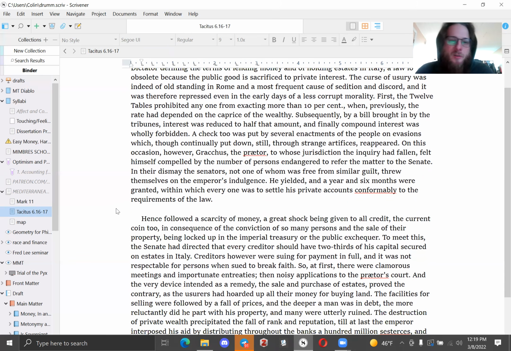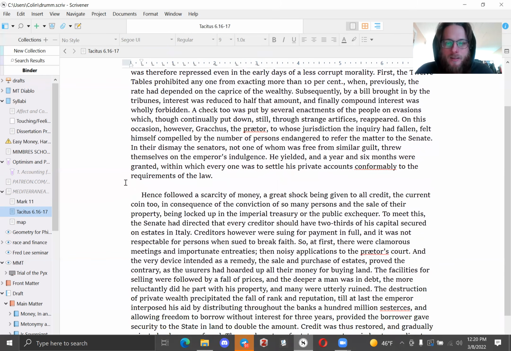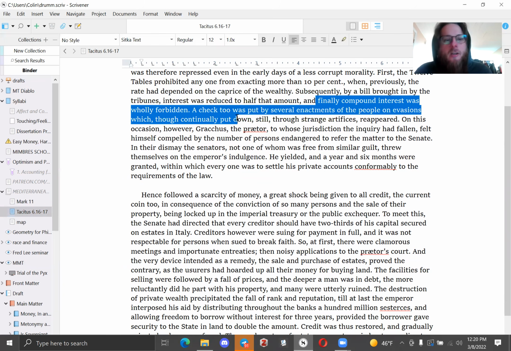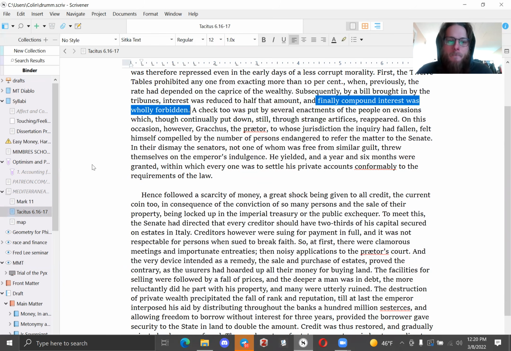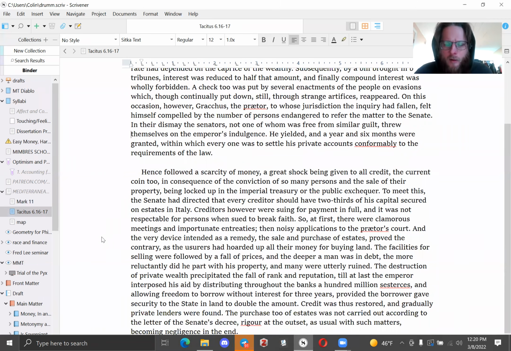First, the 12 tables prohibited anyone from exacting more than 10%, and previously it had depended on the caprice of the wealthy. Then there's a bill that reduces interest to half that amount, and finally, compound interest was wholly forbidden. So this is in maybe the late 20s or the early 30s. A check too was put by several enactments of the people on evasions, and so on and so forth.